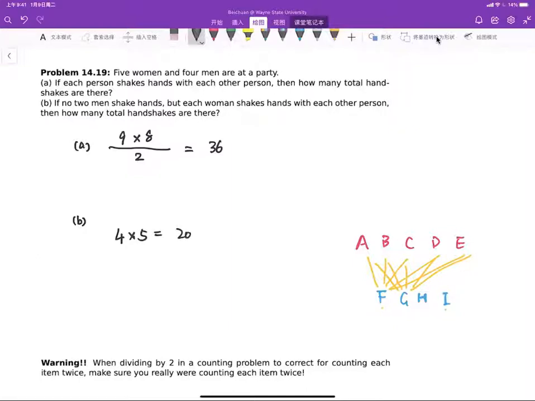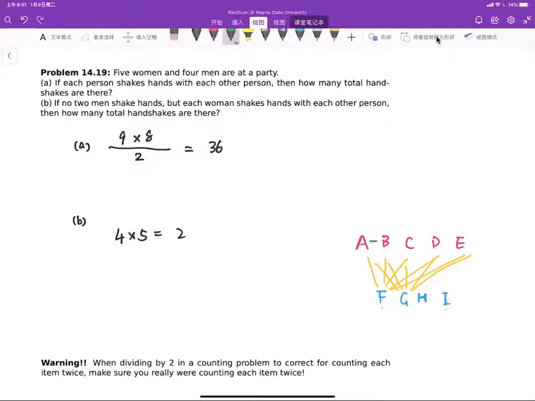There will be 20 handshakes. So these are the handshakes where the men shake hands with the women. How about the women? Let's continue to think about this problem. Here we have counted the number of handshakes where the men shake hands with women. What about the handshakes between the women?